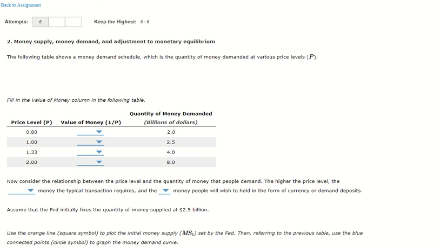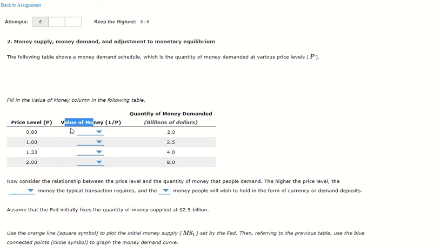Hi guys, in this video, we're going to talk about number 2 in our chapter 17 homework. Okay, so first, we need to complete our table here. The question says, the following table shows the money demand schedule, which is the quantity of money demanded at different price level P. So fill in the value of money column in the following table. So we have our price level and a value of money.